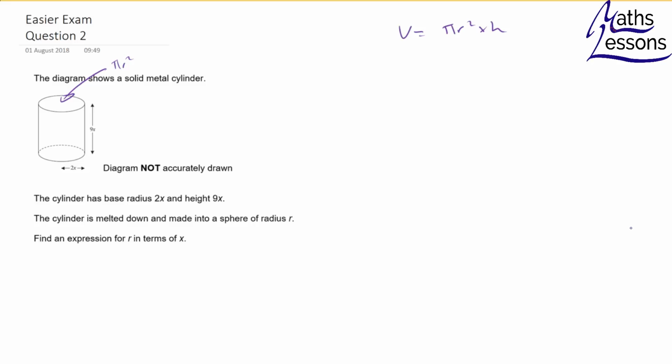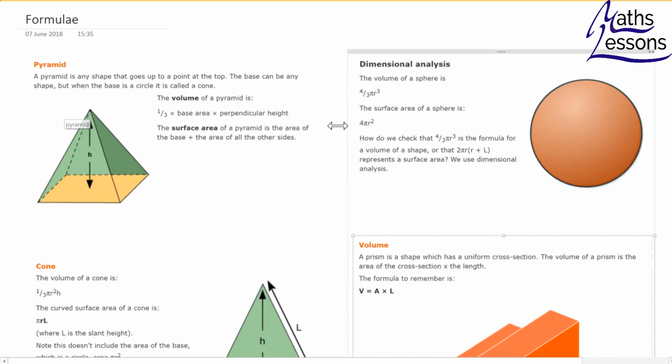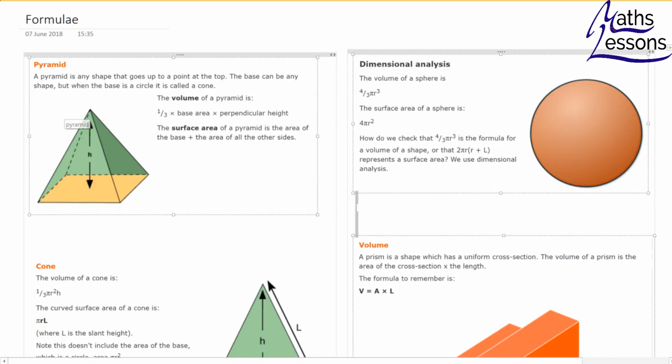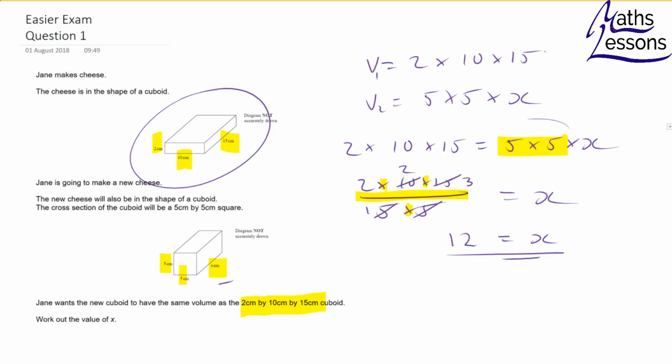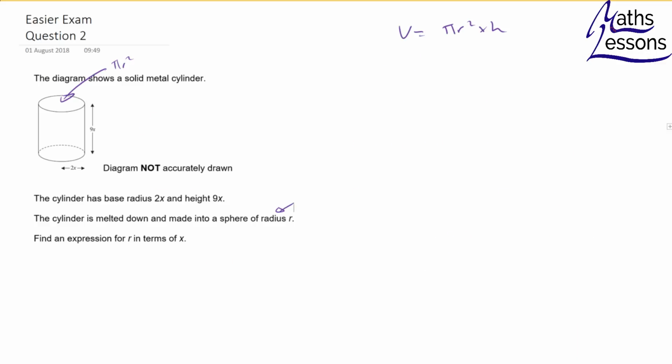Sorry, I forgot to give you the volume of the sphere that you needed here. But you could have looked that up if you've got the notebook open. Back here, there's this volume of the sphere, 4/3 pi r cubed. Let's go back to the question and see what we've got to do.